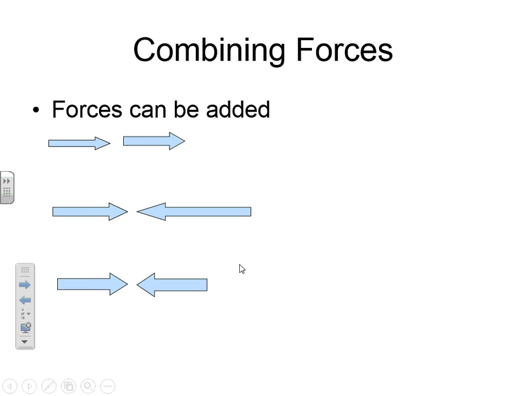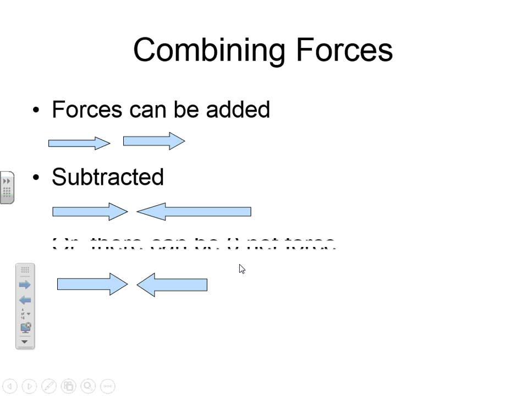Likewise, we can combine forces together. Forces can be added together. The top example would be if two people were pushing on an object together. The middle example is that you can subtract. That would be very similar if someone was pushing on an object and another person was pulling on that object. Perfectly, if someone's pushing at 10 newtons and someone's pulling at 10 newtons, their forces can be balanced out and equal 0.